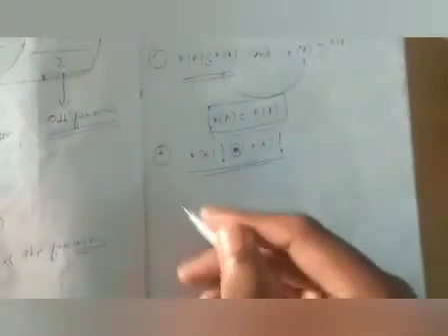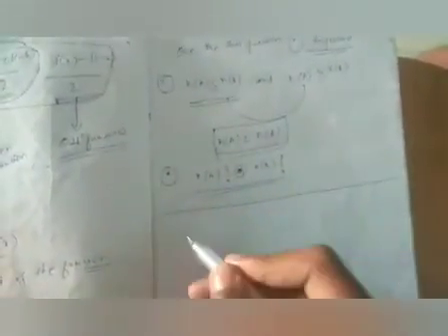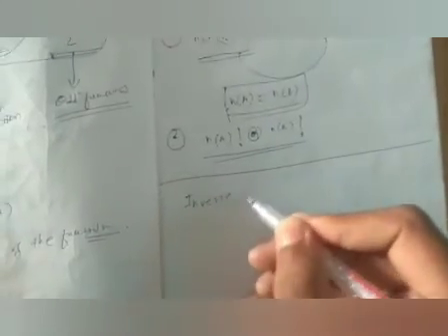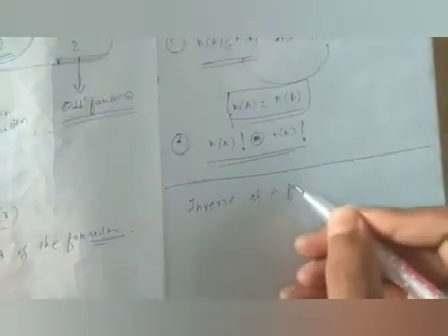Number of bijections defined from A to B. The reason for discussing bijection here is that next I want to discuss what the inverse of a function is. What is the inverse of a function?